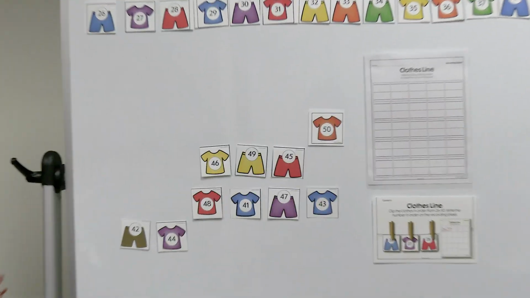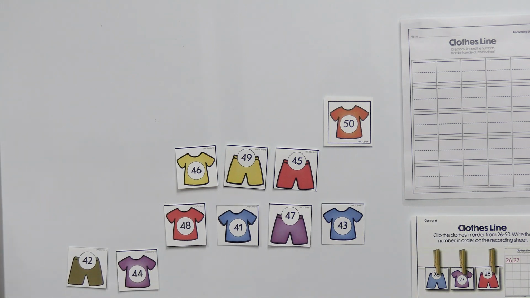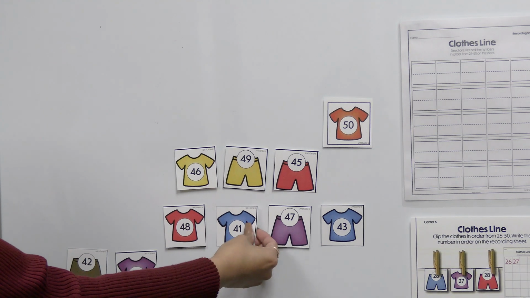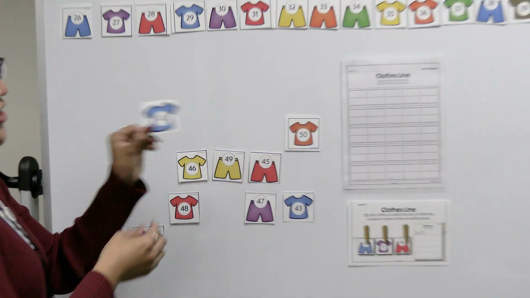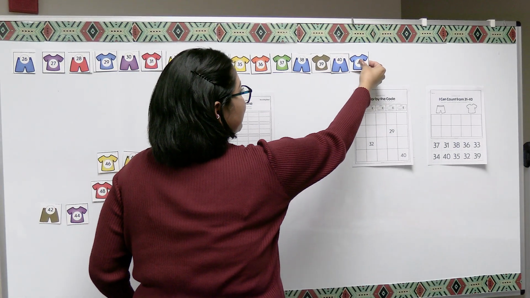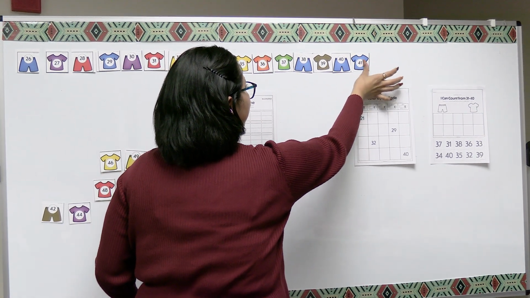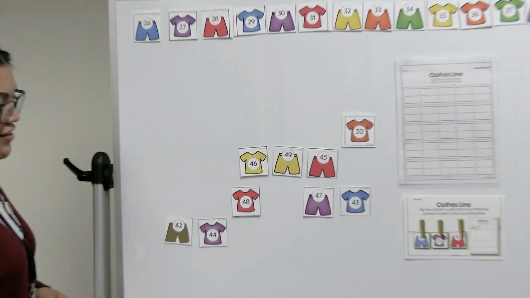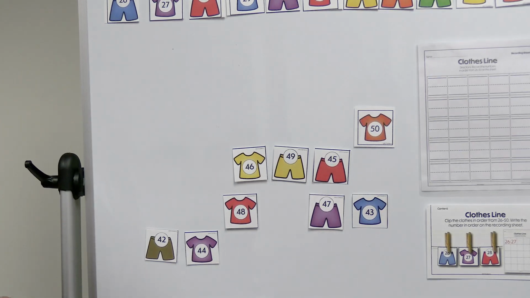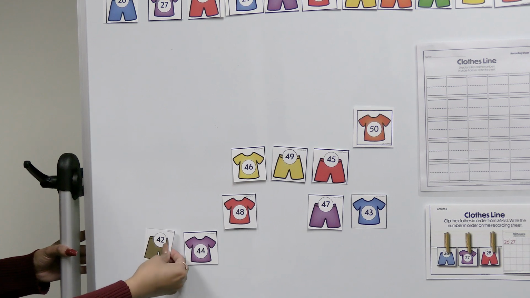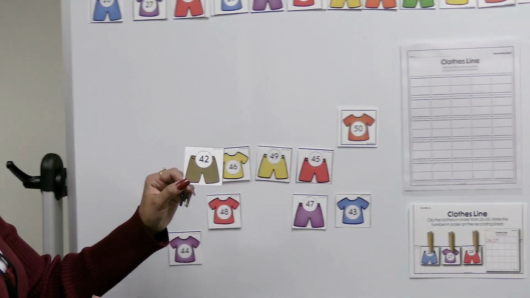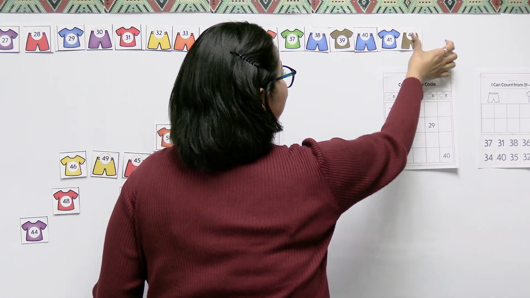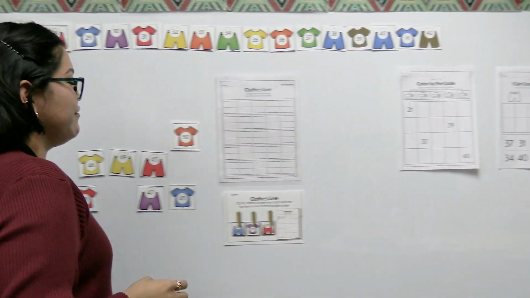Let's look for 41. Anyone see 41? Right here on this blue shirt, number 41. Then we'll place it next to 40. Okay, so you have 40, 41. What comes after 41? 42. Okay, so I see number 42 on some brown shorts. So we'll place it next to 41. Okay, so we have 42.